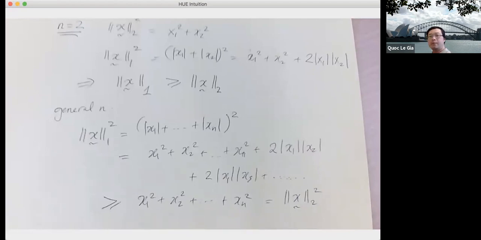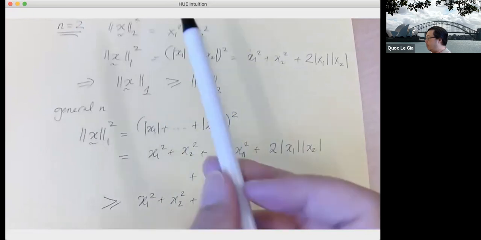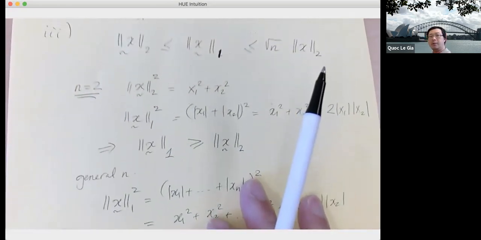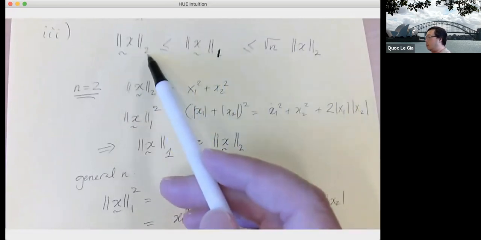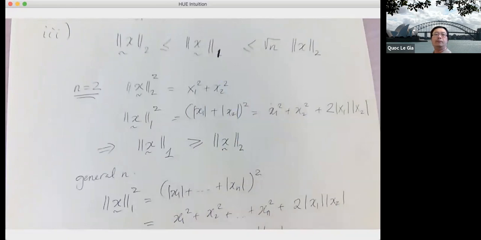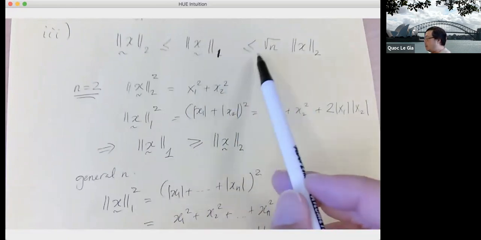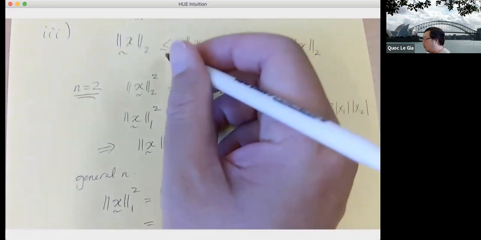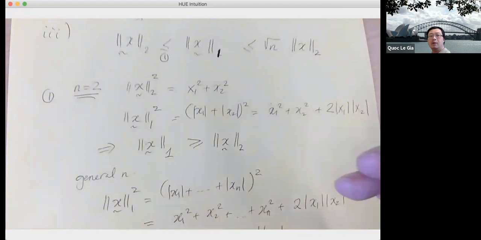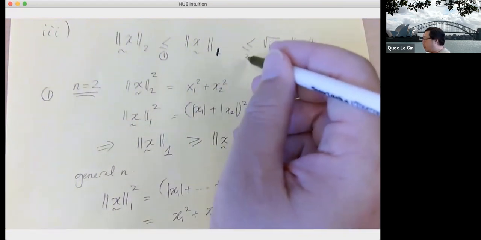So at least we proved one inequality. We proved this part: the 2 norm of a vector is always less than or equal to the 1 norm of the vector. So this is inequality 1. Now the other part. So how do I prove inequality 2?